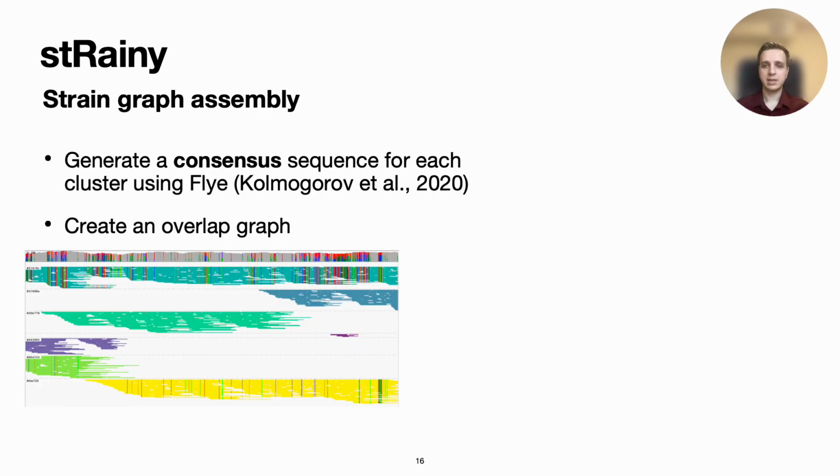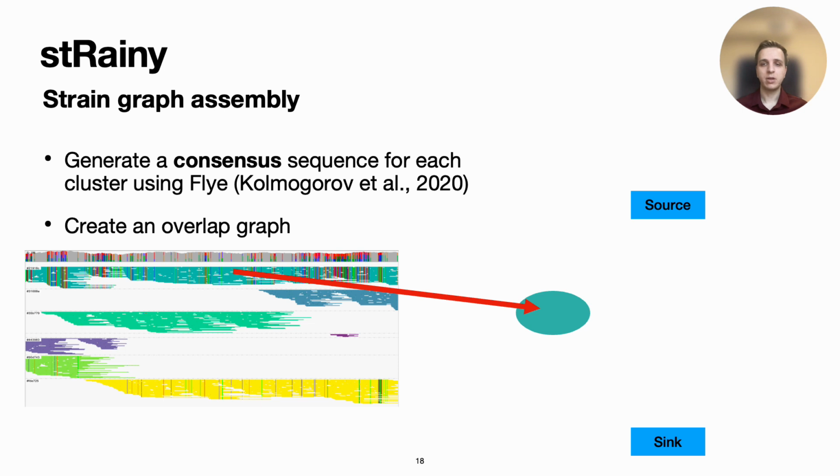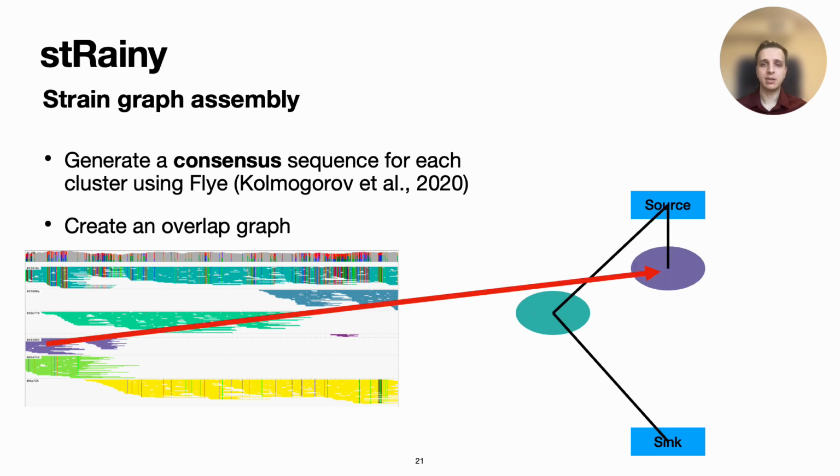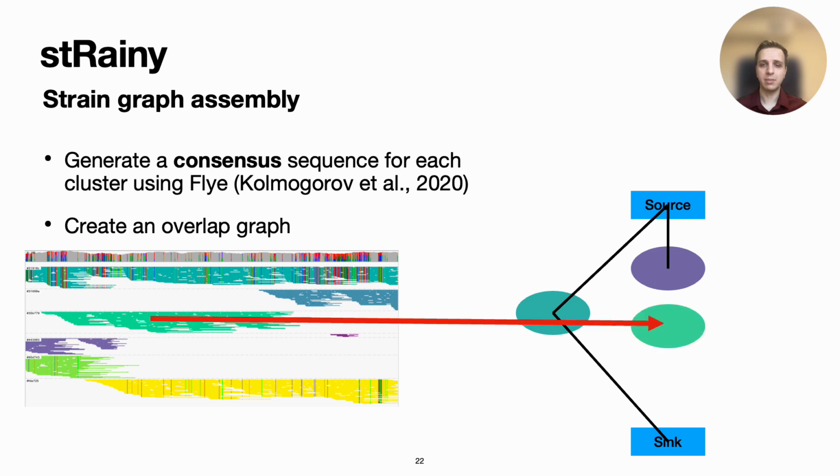Now, with the help of these labels or communities, we will create an overlap graph for each unitig. Initially, we have source and sink nodes corresponding to the beginning and end of the unitig. And we will have a node for each community. And these nodes will be connected if the communities overlap and if the consensus sequences of these communities generated using Fly are sufficiently similar.